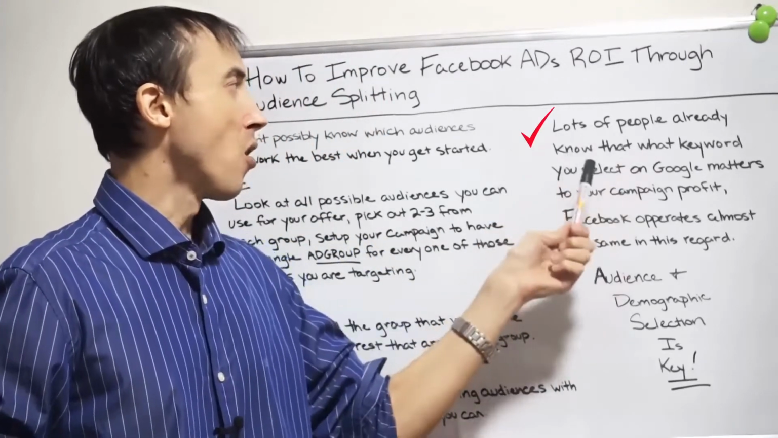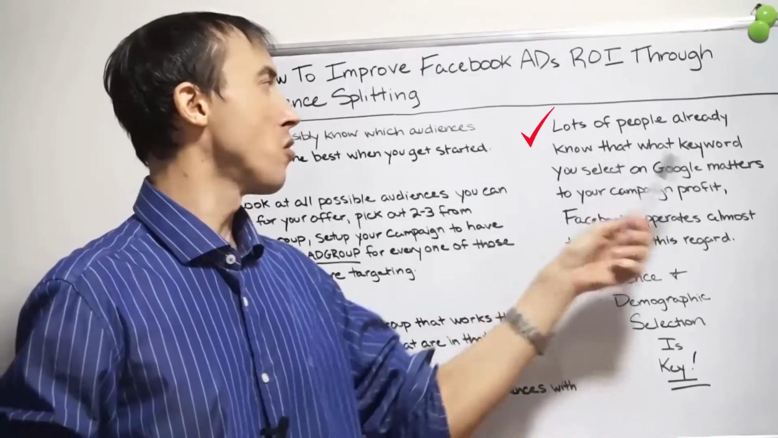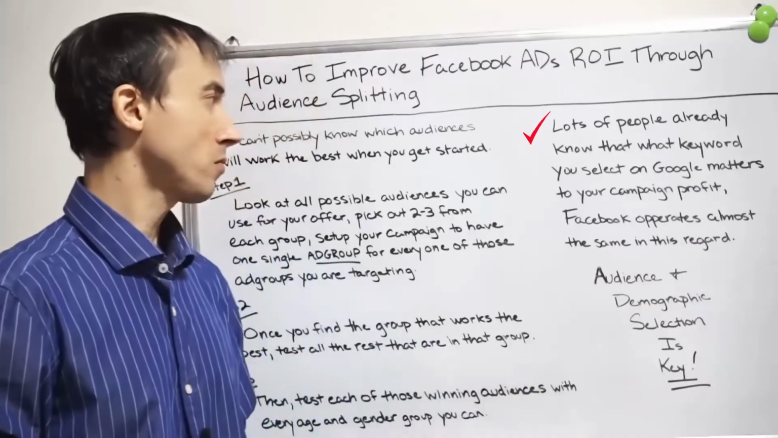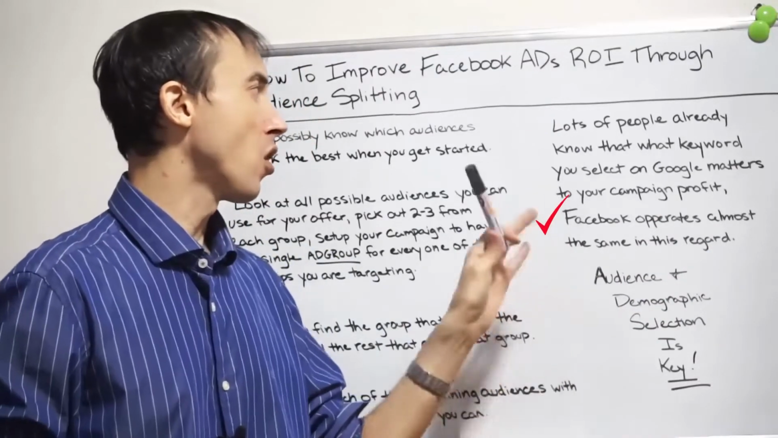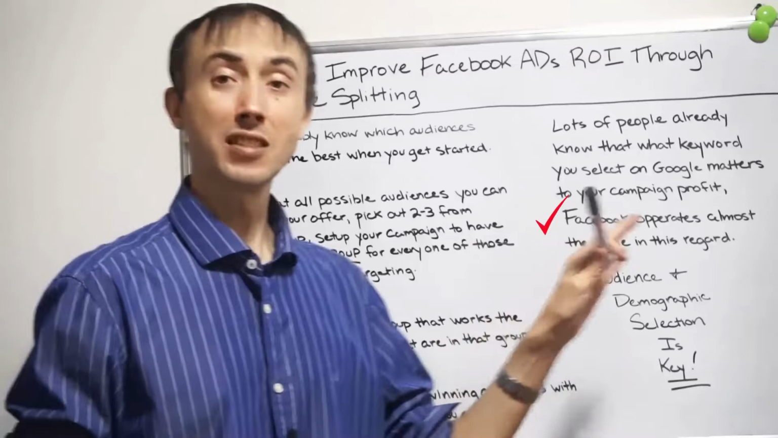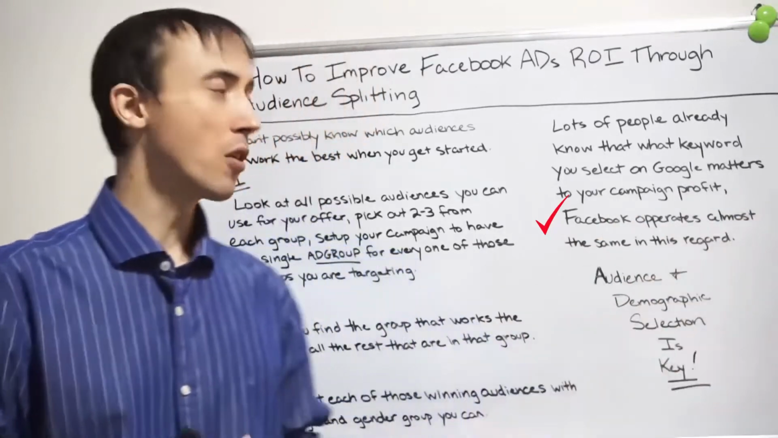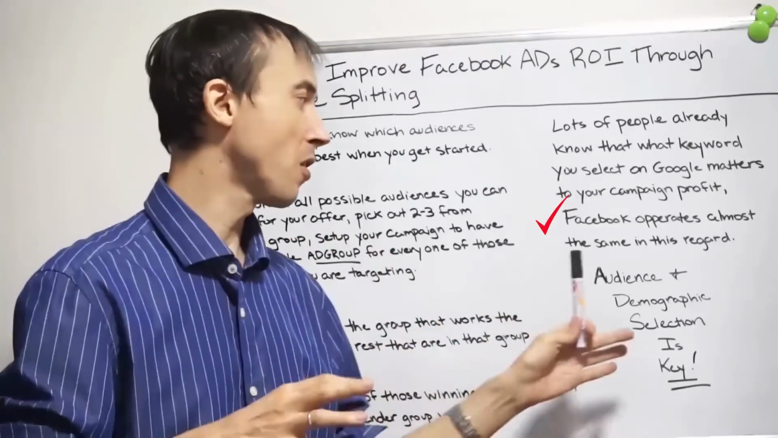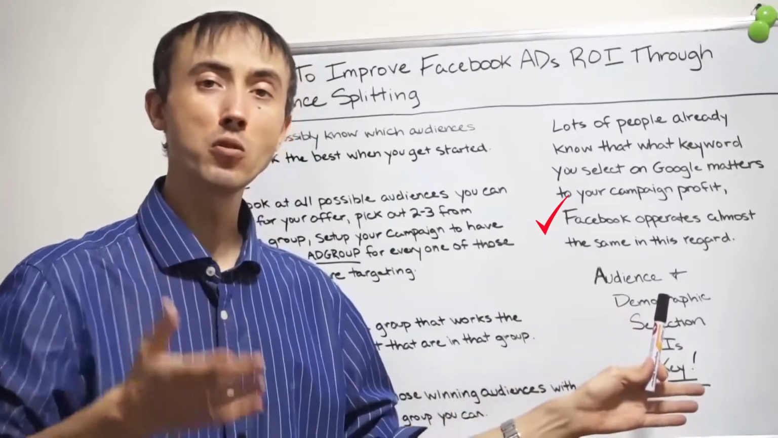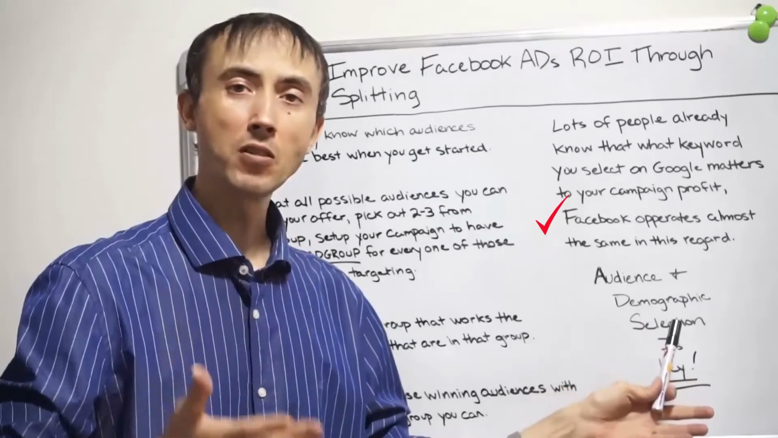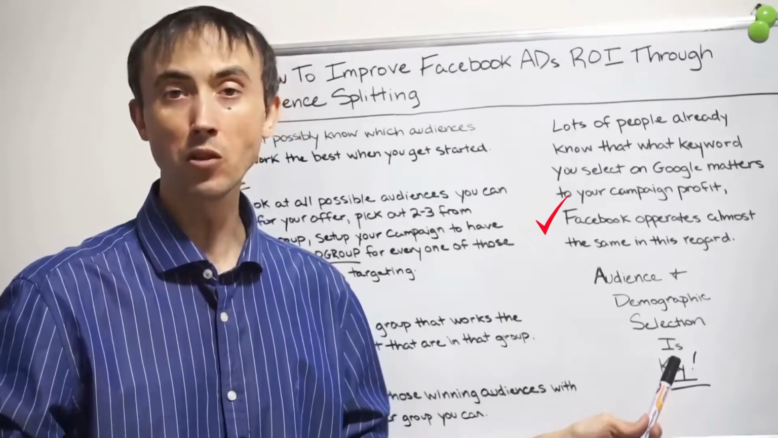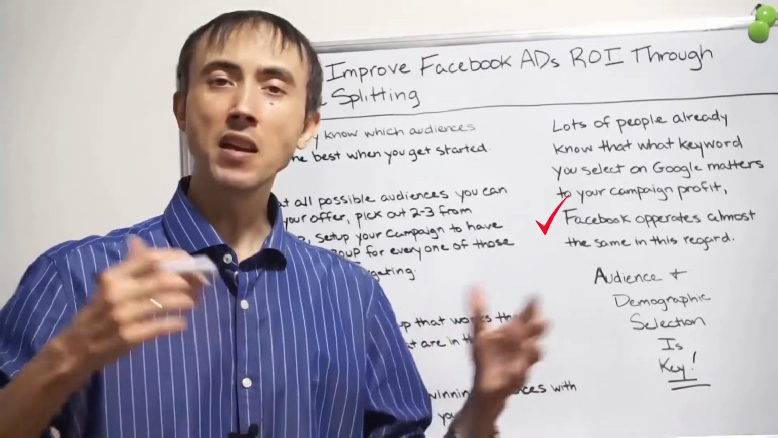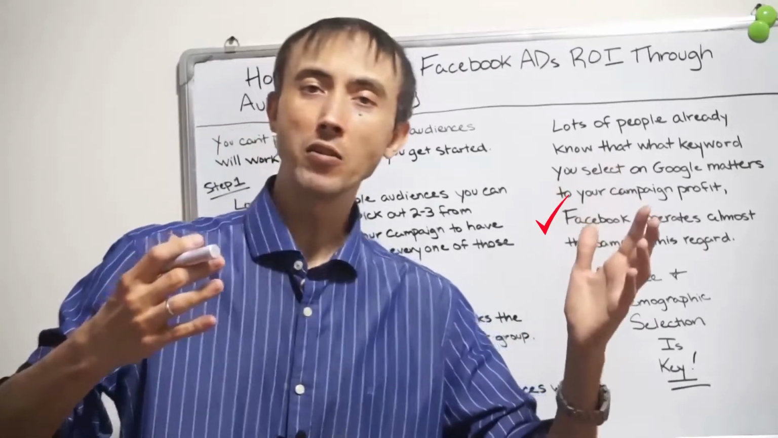Lots of people already know that what keyword you select on Google matters a lot to your campaign profit. Facebook operates almost the same in that regard. In other words, first of all, the audiences you choose on Facebook, and the demographic targeting that you probably don't choose because most people don't, is the key part in making a campaign actually get to the ROI you're looking for.